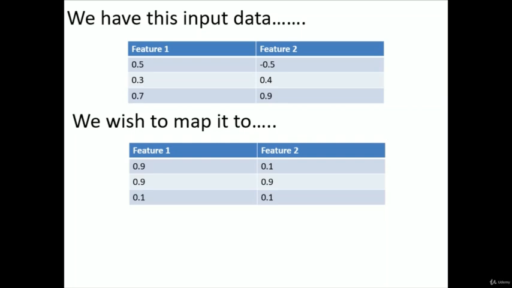Consider this very small data set that consists of 3 samples, and each sample has 2 features. What we want to do is teach this network to map this input to this particular output. So when the input is 0.5 and negative 0.5, we want our network to output 0.9 and 0.1. And when our input is 0.3 and 0.4, we want our network to output 0.9 and 0.9. And finally, when we have 0.7 and 0.9, we want it to output 0.1 and 0.1.